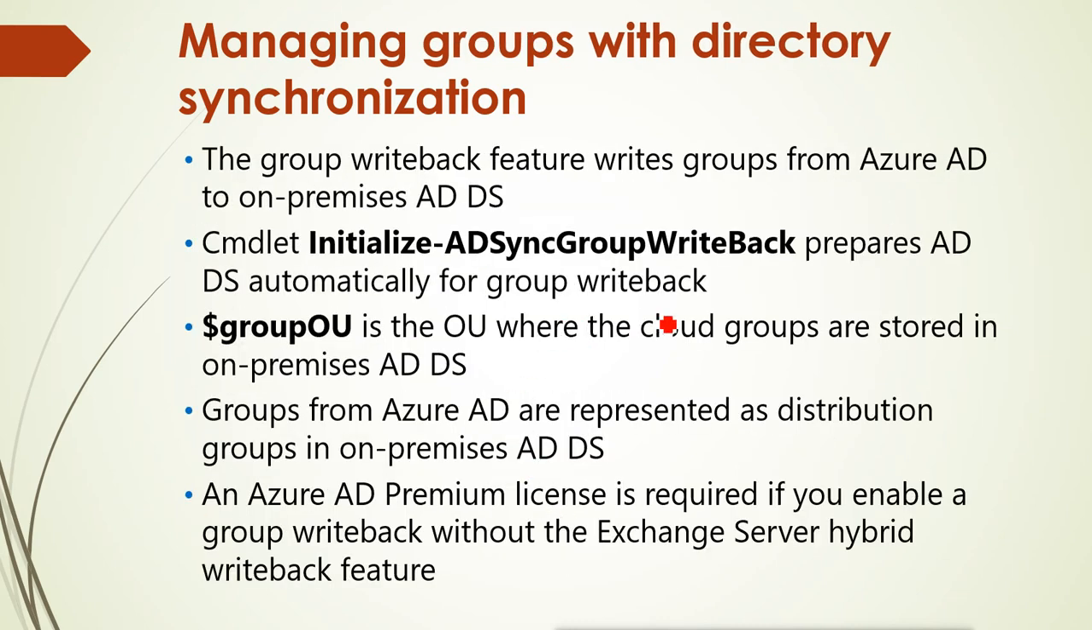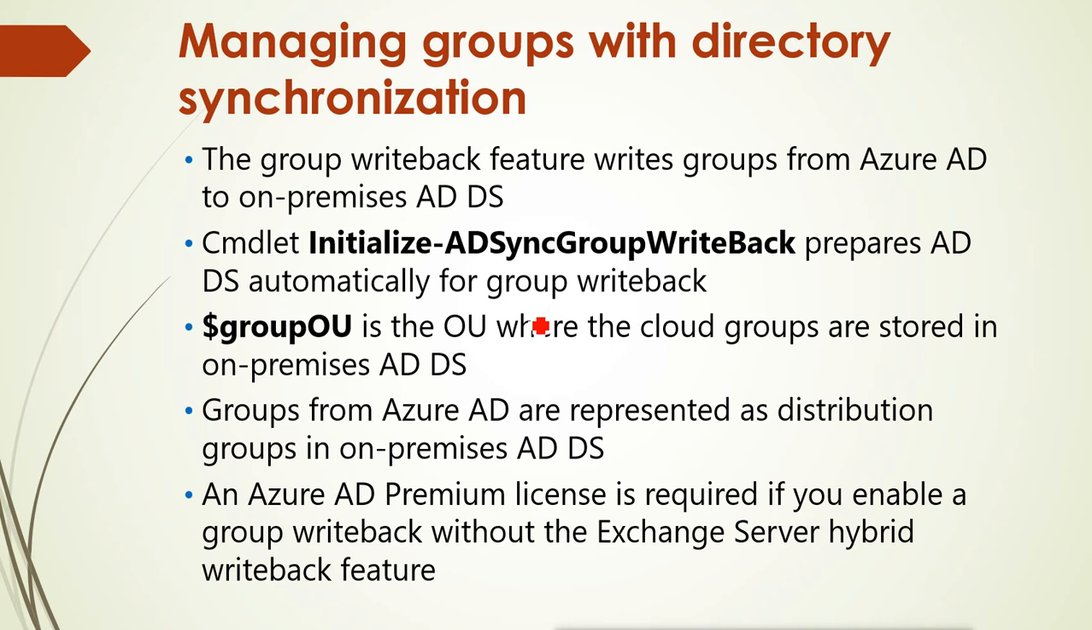Managing groups with the directory synchronization. The group write back feature writes groups from Azure AD to on-premises ADs. That means when you create any group in the Azure Active Directory, then that will also be written back to our on-premises local Active Directory domain services. The command let Initialize-ADSyncGroupWriteBack prepares ADDS automatically for group write back.